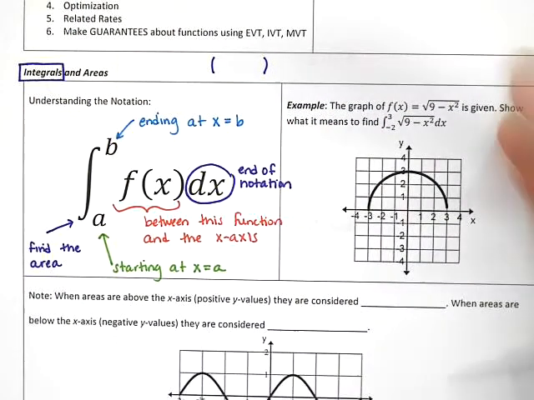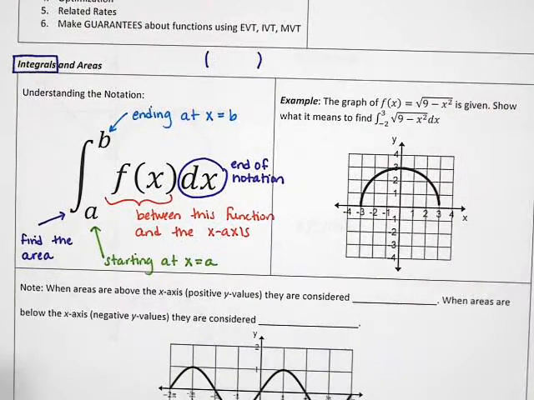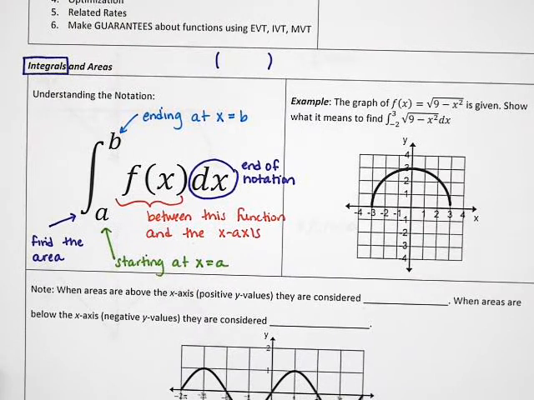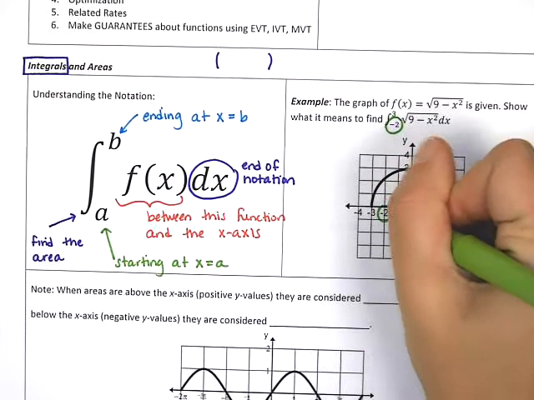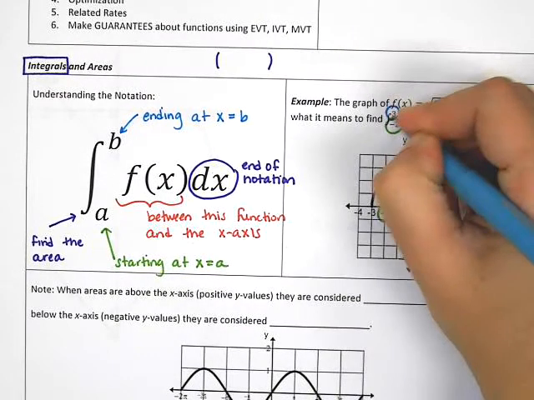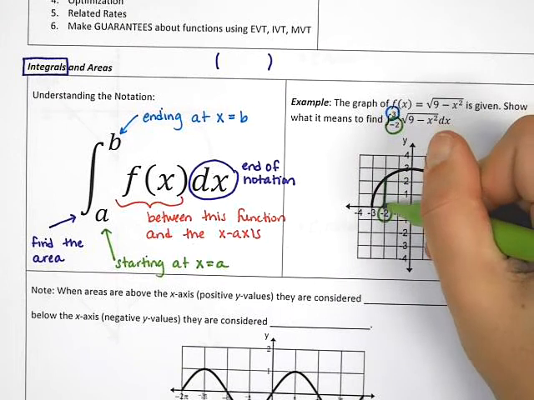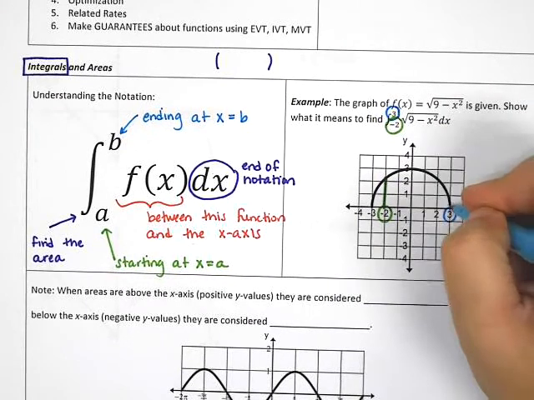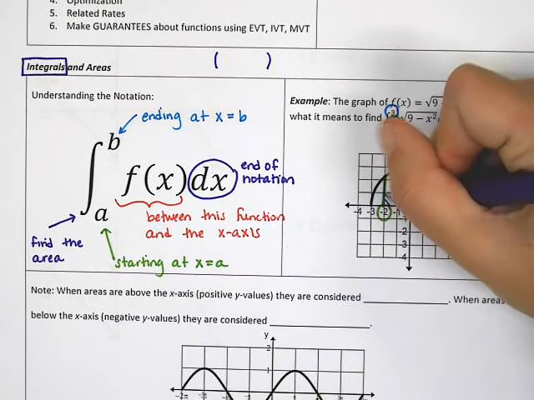So, a visual representation of this would be, if the graph of this function is given, show what it means to find the integral from -2 to 3 of that function. Well, finding the integral means to find the area between that function and the x-axis starting at -2. So this is going to be my starting x value, and ending at +3. So that's going to be my ending x value. So I'm going to put a line here. That's the beginning of the area that I want. Now I don't really need to put a line here because it touches the x-axis there, but it stops there. And the area that I'm trying to calculate is this area right here.